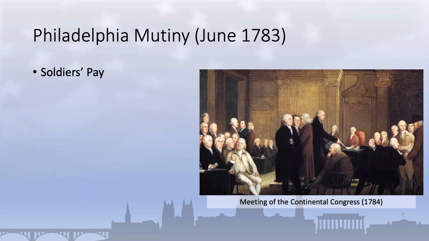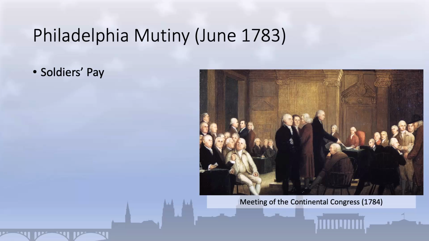Instead, delegates to the Congress asked the government of the state of Pennsylvania to deploy their state militia to protect Congress. When the state of Pennsylvania declined to do so, the Congress suspended its meeting and reconvened in Princeton, New Jersey. A few days later, George Washington heard of the mutiny and, as commander of the Continental Army, sent some 1,500 soldiers to Pennsylvania to suppress the mutiny. For its part, Congress called for an investigation into the event.